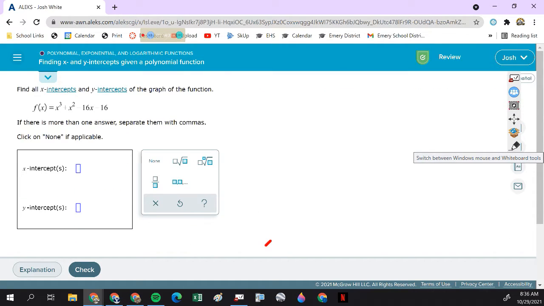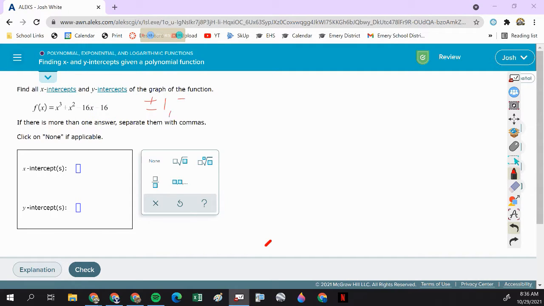All right, find the x and y intercepts. The y-intercept is the easiest. Where does this graph hit the y-axis? -16. The constant is the y-intercept. What if there is no constant? Then it's 0. Okay? So, where could this hit the x-axis?